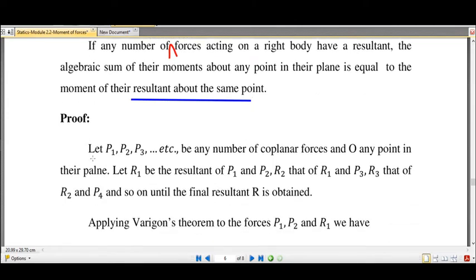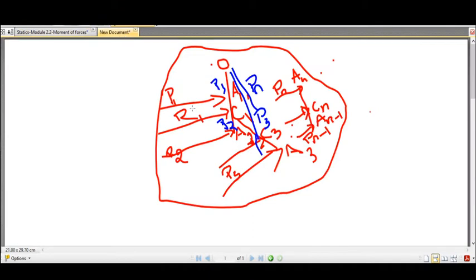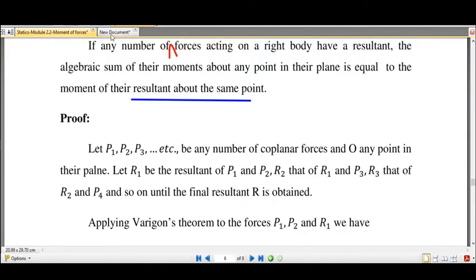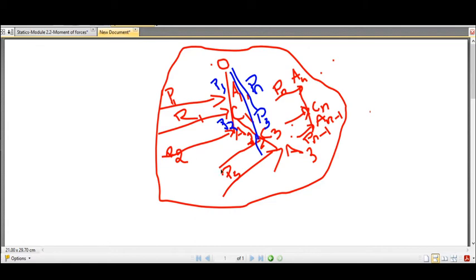Suppose we take B1, B2, B3 up to Bn, n number of coplanar forces, which may be parallel forces, concurrent forces, or collinear forces. Anything you can take. For our convenience, I take here all the forces as parallel forces. Suppose B1, B2, B3 up to Bn are parallel forces.